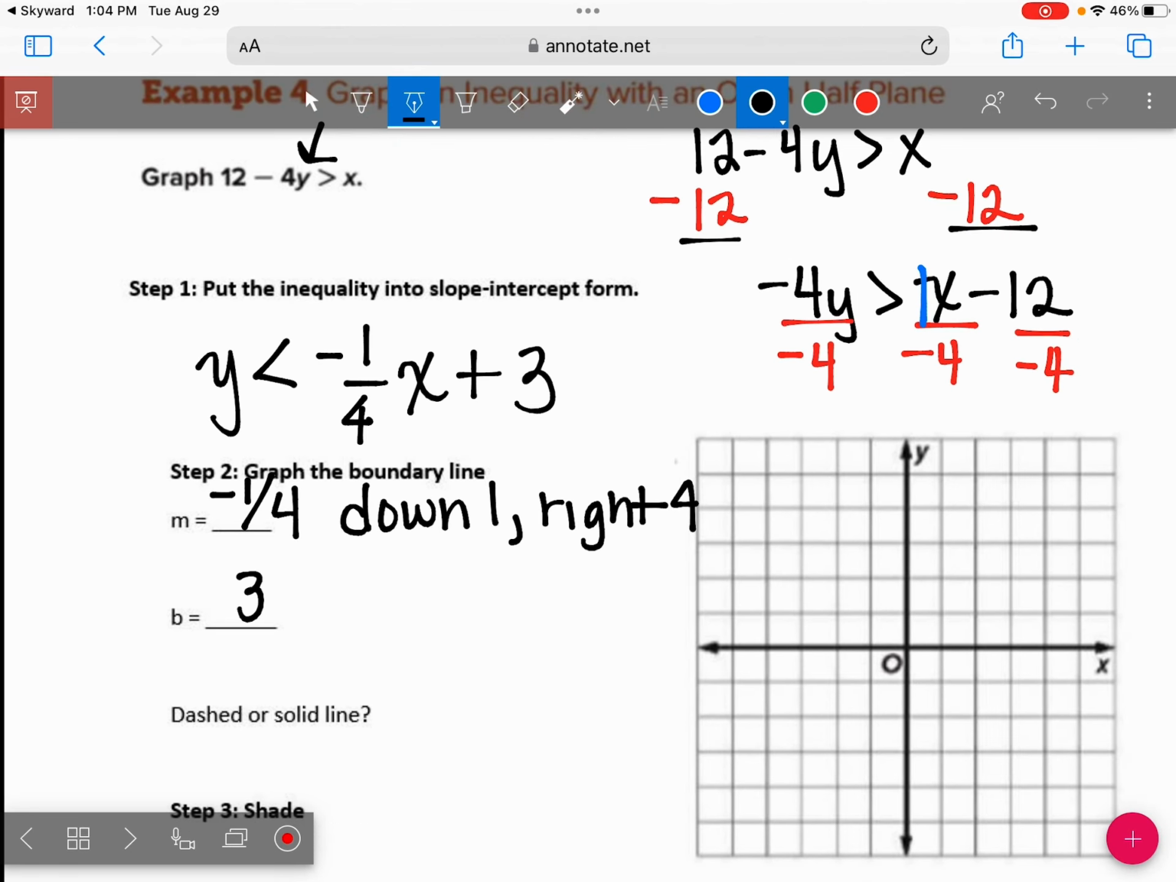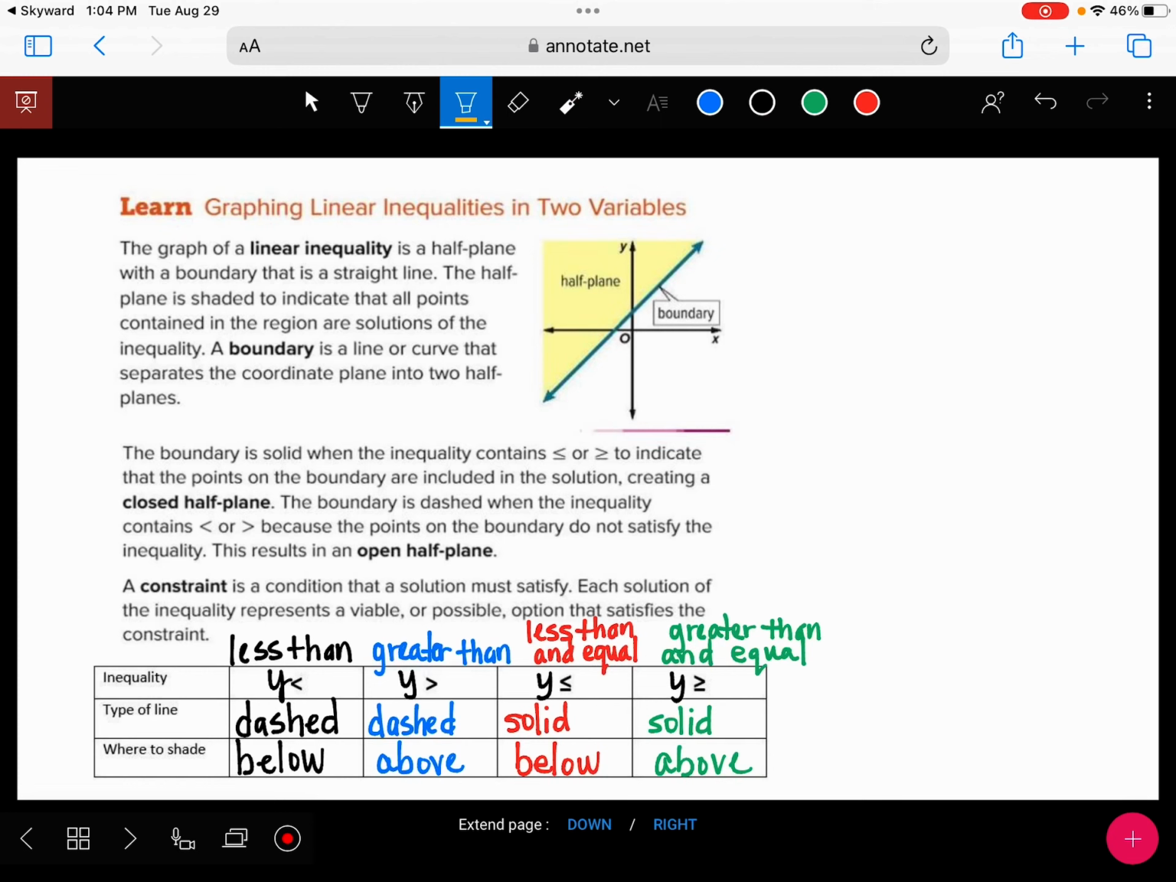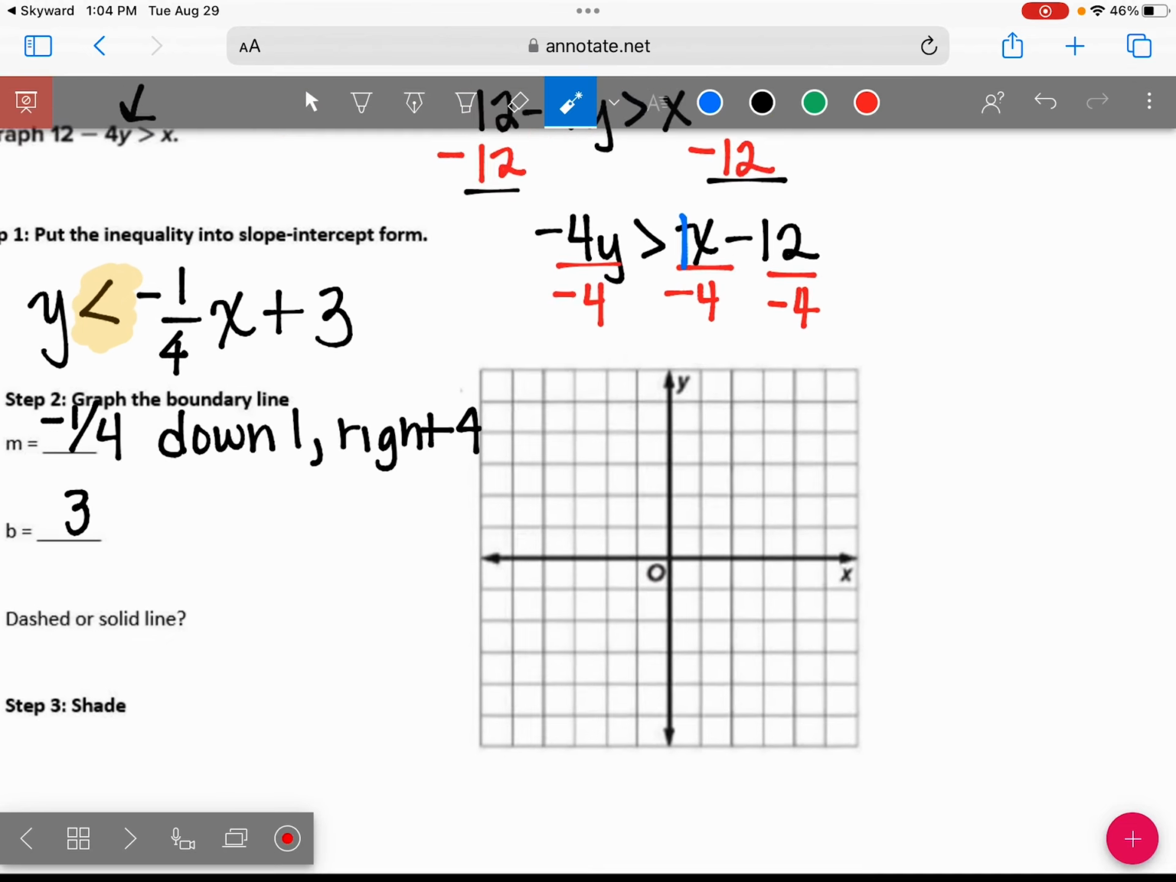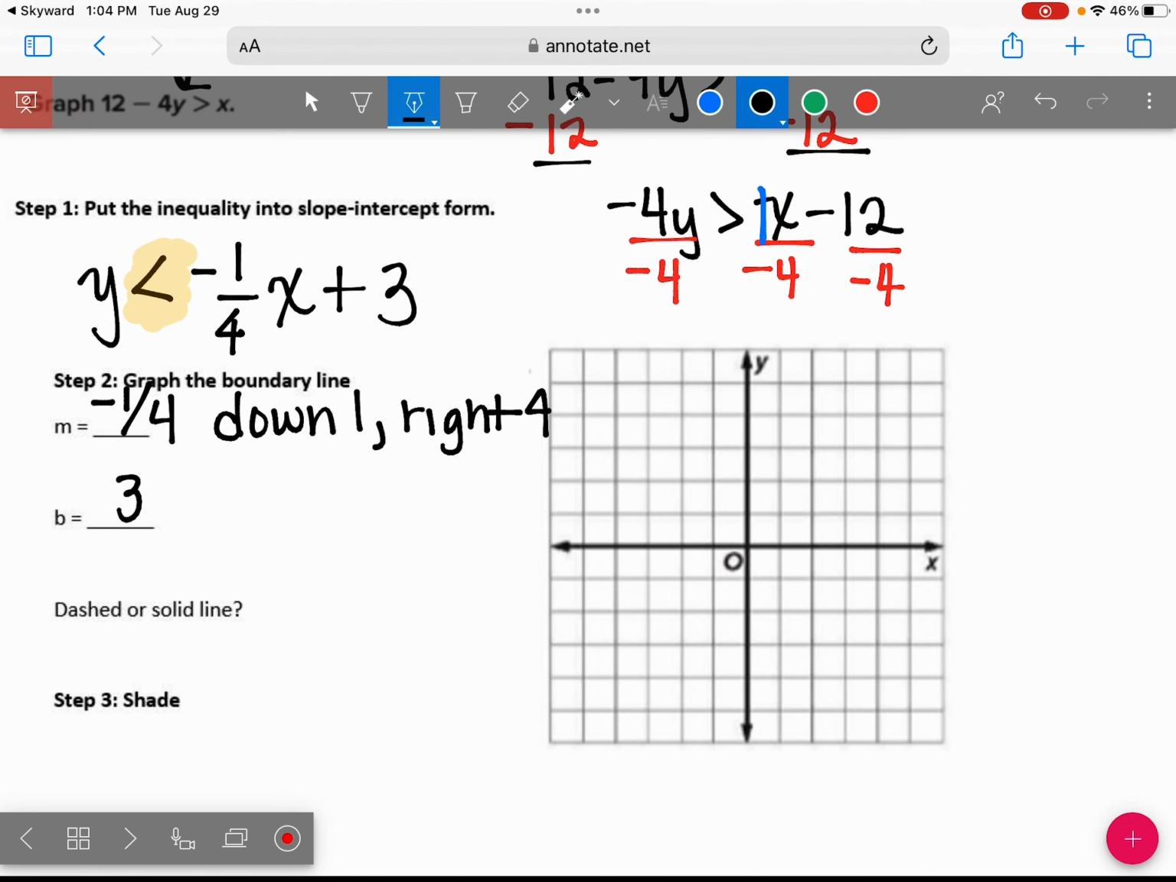What kind of boundary line am I going to use? So let's look at this. See how this says less than? If we look here, we said that for less than, we use a dashed line and we shade below. So let's go ahead and graph it. Let's put a point at 3. And then from that point, go down 1 to the right 4.